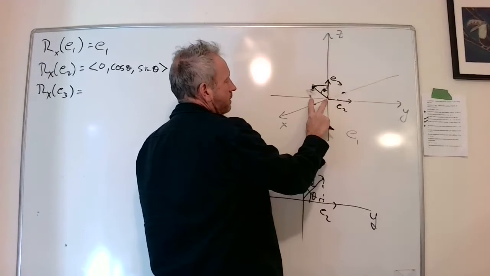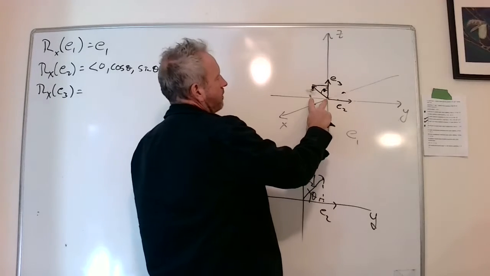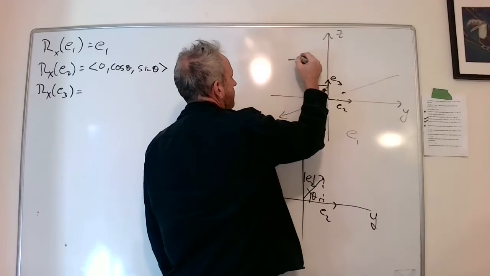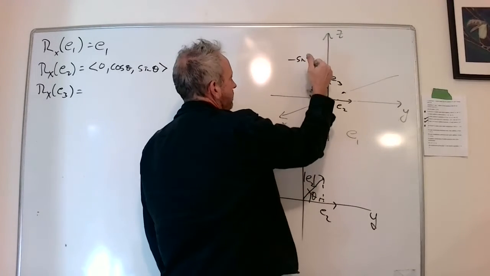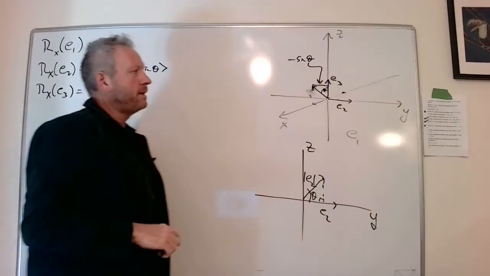What is this length right here? It's sine of theta, but it's in the negative direction. So that's negative sine of theta. So negative sine of theta, that's right there. And then this right here is cosine of theta.